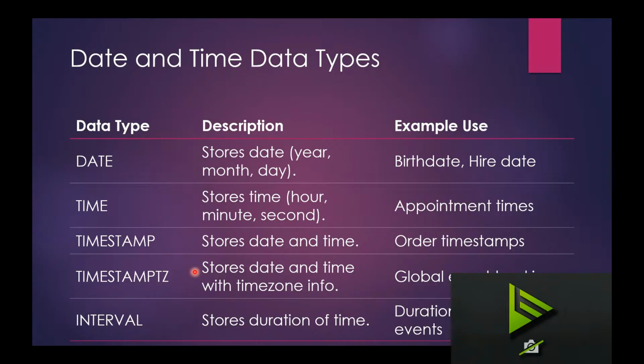Date and time data types. Use DATE, TIME, TIMESTAMP, TIMESTAMPTZ, INTERVAL. DATE stores year, month, day. TIME stores hour, minute, second. TIMESTAMP stores date and time. TIMESTAMPTZ stores date and time with time zone information. INTERVAL stores a duration of time. Example uses are birth date and hire date. If you are playing with date and time data, then use this type of thing.